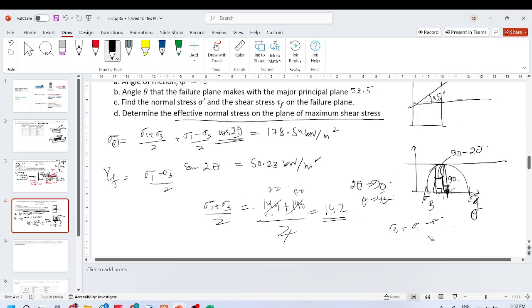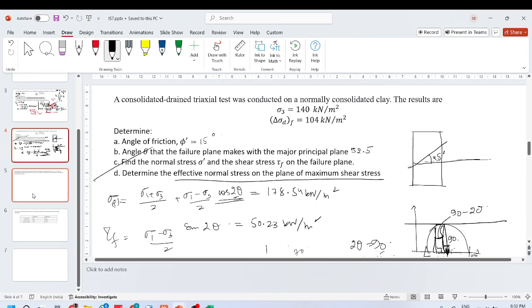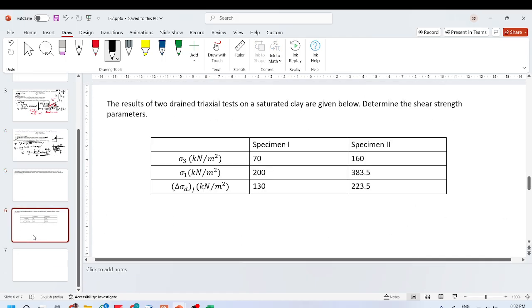Sigma 1 is 244, madam. 244. Yeah, okay. So how much does this come to? 192 you get. Okay, 190. Yeah. Okay, so this is sigma n on this. I think that is all for today.